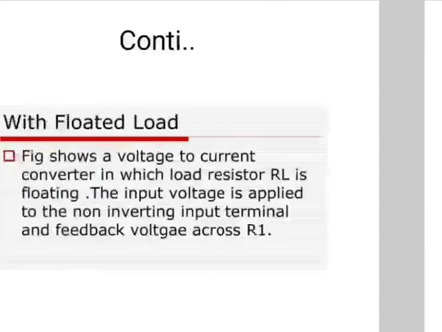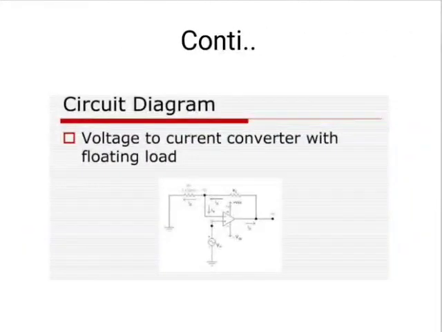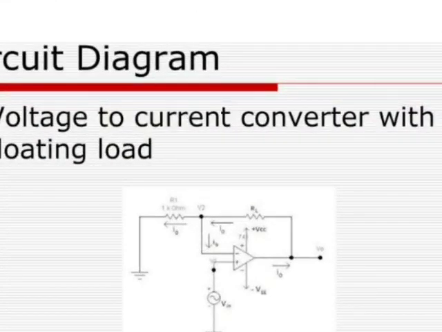Now this is the figure. This figure shows the voltage to current converter in which load resistor RL is floating. The input voltage is applied to the non-inverting terminal and feedback voltage across R1. So this is the diagram for V to I converter with floating load. As the name indicates, the load resistor is floating in this converter circuit, that is, the load resistor RL is not linked to the ground.